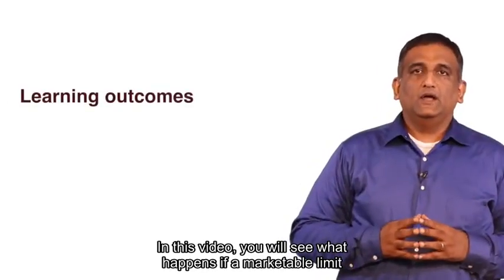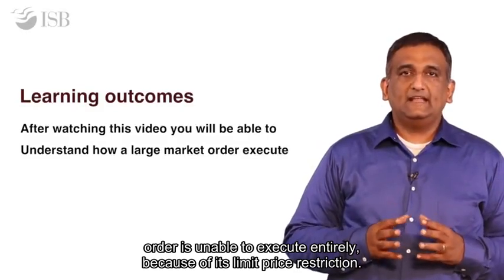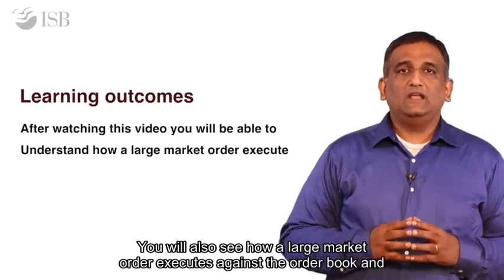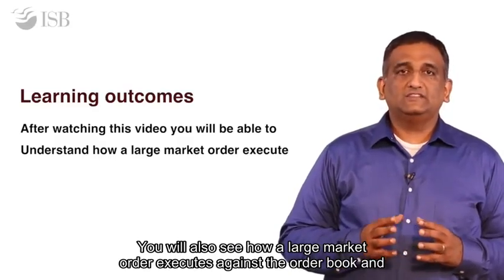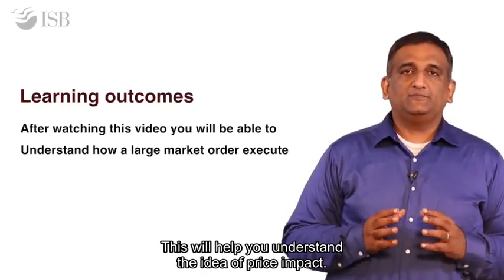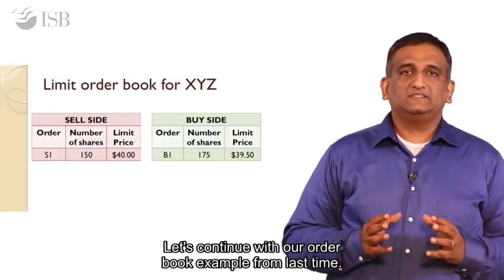In this video, you will see what happens if a marketable limit order is unable to execute entirely because of its limit price restriction. We will also see how a large market order executes against the order book and moves prices. This will help you understand the idea of price impact. Let's continue with the order book example from last time.